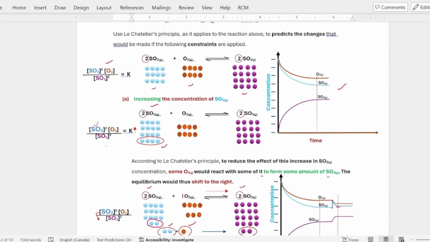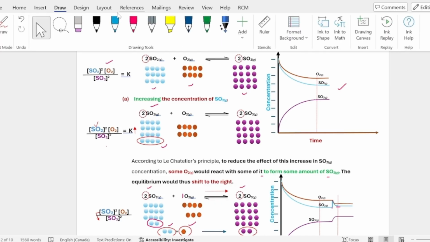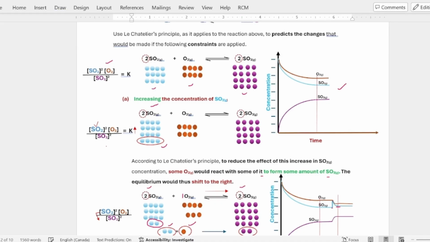Le Chatelier's principle enables us to predict in which direction an equilibrium will shift if any change in property is made with respect to that equilibrium. However, it does not explain why these shifts happen. It is reaction kinetics that enable us to understand why these shifts happen. Let's take the example of increasing the concentration of sulfur dioxide, as we've done before, to show how reaction kinetics can enable us to understand why the equilibrium shifted to the right.